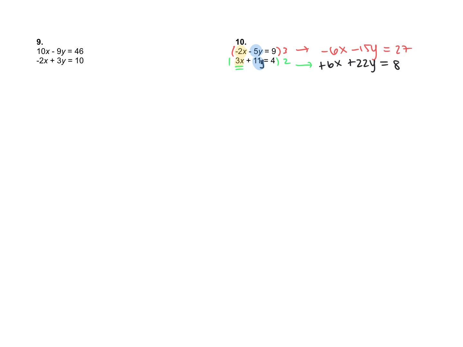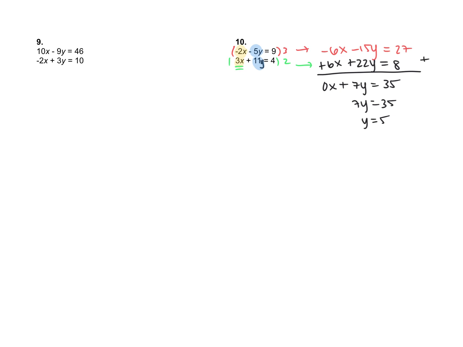If we've done everything correctly, when we add these together, something should drop out. And so we notice we get a 0x, which is what we wanted. Negative 15 add 22 gives us 7y, and then equals 35. So just 7y equals 35, so our y then is 5. Not done yet though, still have to find x.